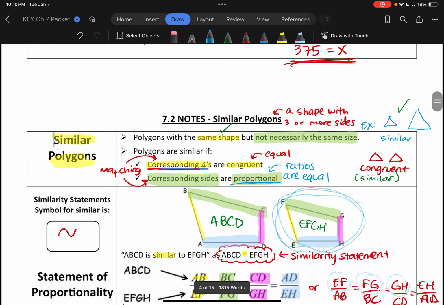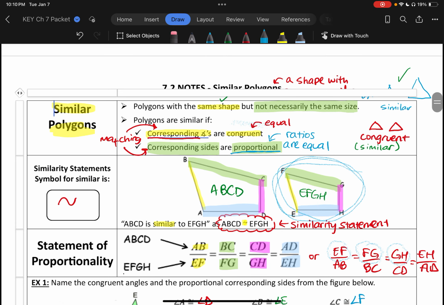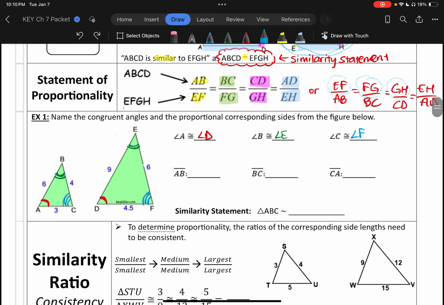Based off of our definition from the beginning of the notes, right here, we said that for polygons to be similar, the corresponding angles have to be congruent. As we look at the example we were just on, are the corresponding angles congruent? Well, yeah. If those corresponding angles are congruent, then they are similar. Then the triangles themselves are similar. And if the triangles are similar, then we can write a similarity statement, right?